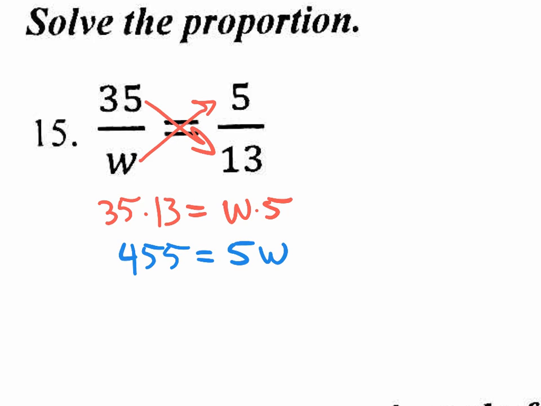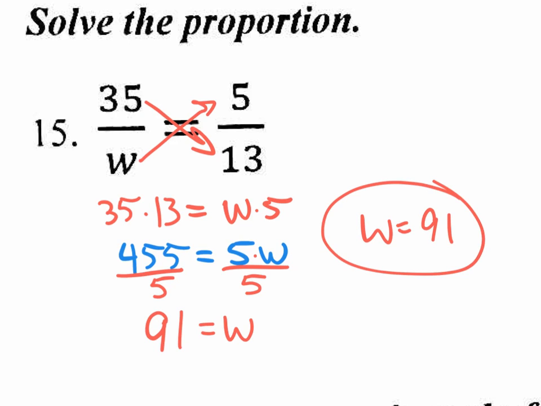So we need to get rid of that 5 in front of the W by dividing by 5, because after all, it did say 5 times W. We get rid of the multiplication of 5 by dividing by 5. Now what you do to one side, you do to the other side. And when you do 455 on the calculator divided by 5, you get 91. So 91 is your answer for W. W equals 91. That's it.